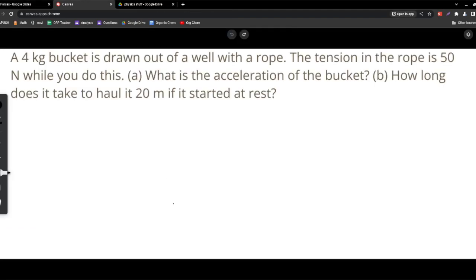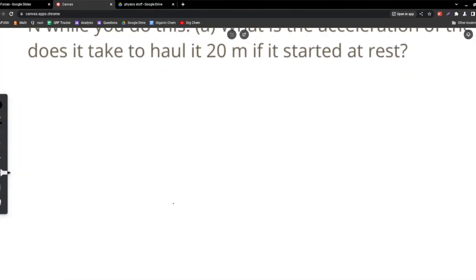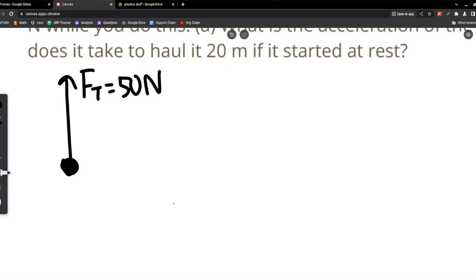So when you're approaching these kinds of problems, first of all, you want to make a free body diagram. So I'm going to draw one here. Here's our object. And we know that there is a tension force pulling it upwards. And then if we think about it, there's only one other force acting against it, and that's going to be gravity.